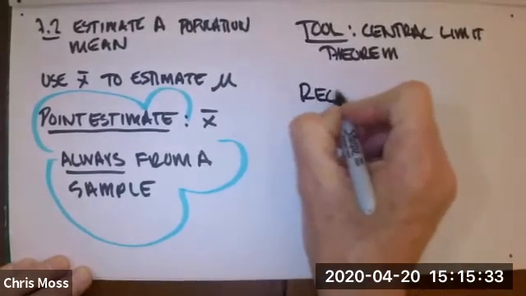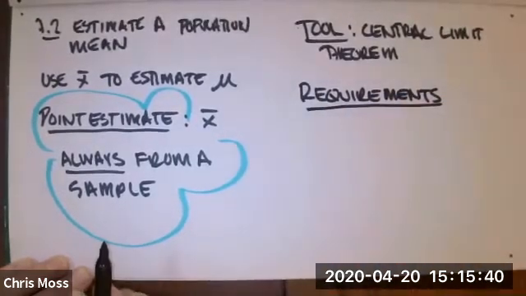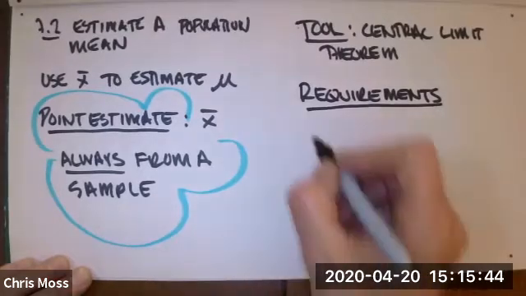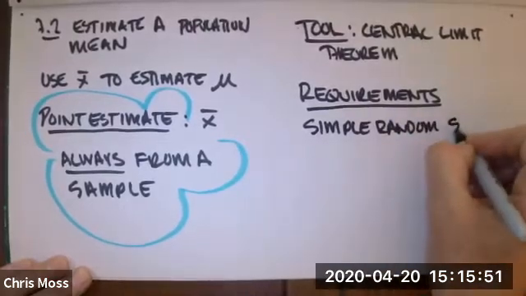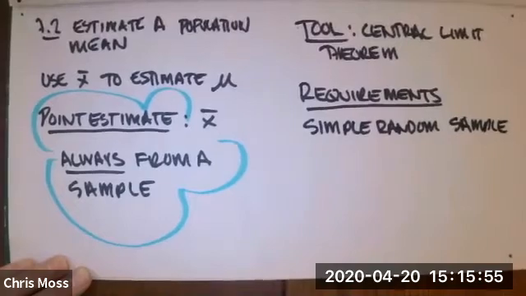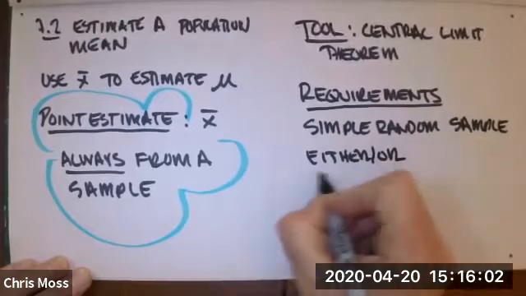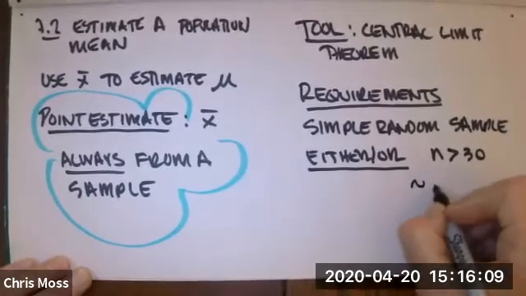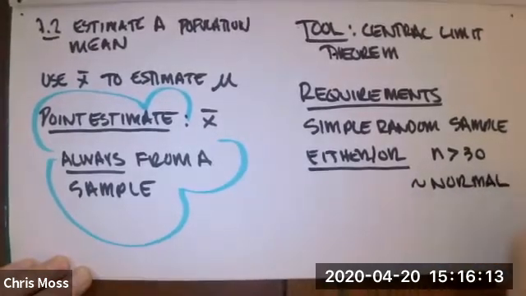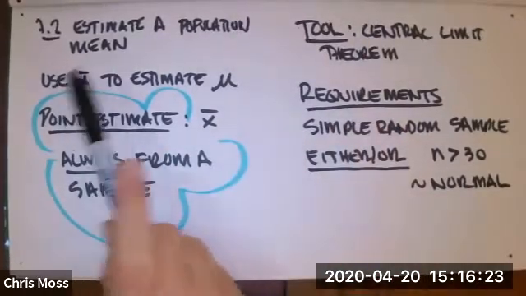There are requirements for this process to have validity. The requirements are that we have a simple random sample. That is the first requirement. The second requirement is that either one or both of the following requirements are fulfilled. Either n is greater than 30 or my population is approximately normal. If those two requirements are fulfilled, then we can use the central limit theorem to justify using X bar to estimate mu.